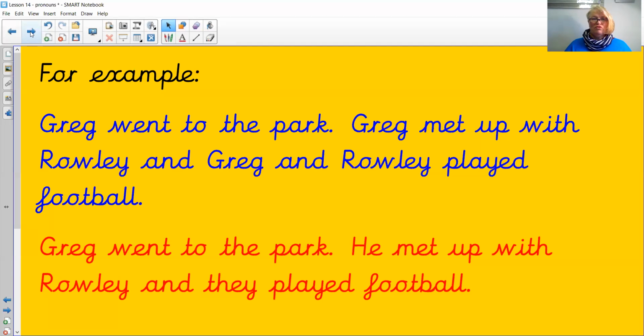And here's another example. Greg and Rowley. So Greg went to the park. Greg met up with Rowley and Greg and Rowley played football. Not only is it boring, but it's a bit confusing as well, isn't it? I wish I had Greg and Rowley here with me now so that we could do a bit of role play to make this a bit more interesting. But hey, this is what we've got. Let's move on. So Greg and Rowley went to the park. He met up with Rowley and they played football. Sounds much better, doesn't it? Less repetition, more clarity. Absolutely amazing. Wonderful.